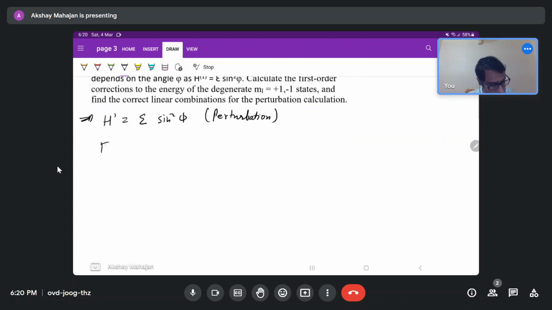Now for the secular determinant, we need to find those matrix elements. I will write them in a general form, as the integral of the ml prime wave function, H prime, and ml. So we will have some ml prime value and some ml value.